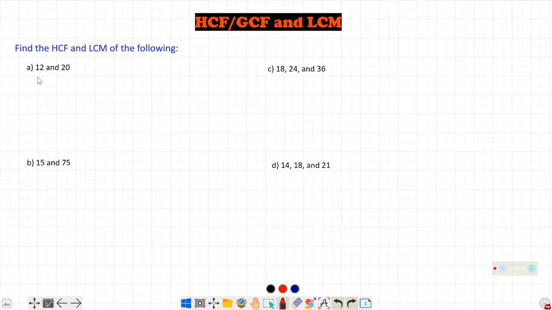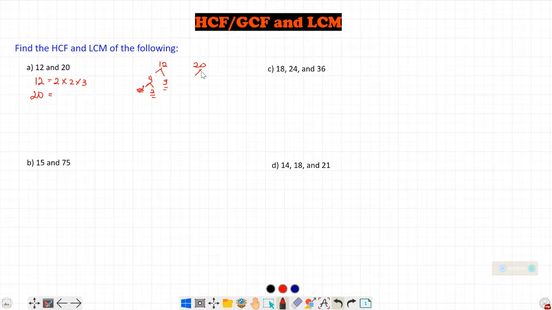To get the factors of 12 and 20, we can do it two ways: using a factor tree and continuous division. But for me, I'll be using a factor tree to get the prime factors of both 20 and 12. The factors of 12 are 4 and 3, and 4 here is 2 and 2. So these are the prime factors of 12: 2 times 2 times 3.